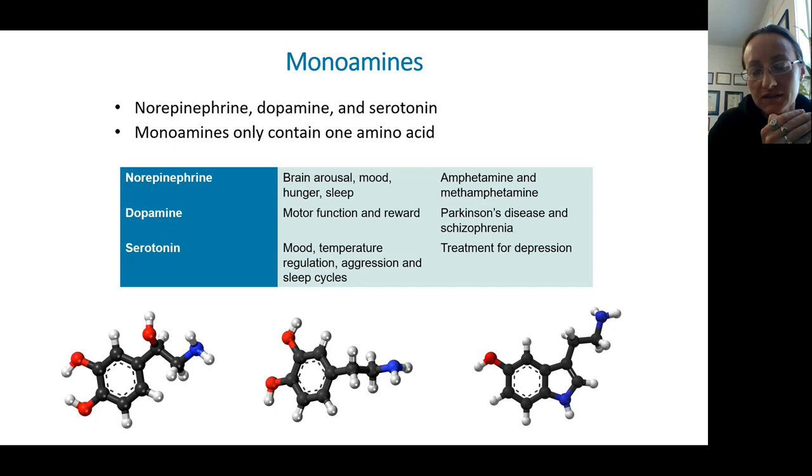All right, norepinephrine is one of your stress hormones. When you're having a stress reaction, that's part of what's going on. So it has to do with arousal, with mood, with hunger, and with sleep. And actually, on the subject of ADD, I was prescribed an ADD drug called Strattera, and it was an SNRI, a norepinephrine reuptake inhibitor. The norepinephrine was hanging around in the synapses for longer and having a greater effect.